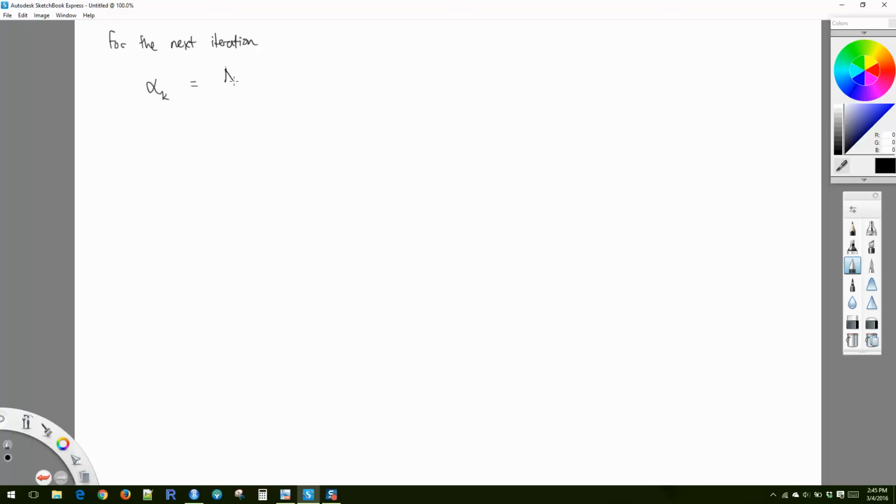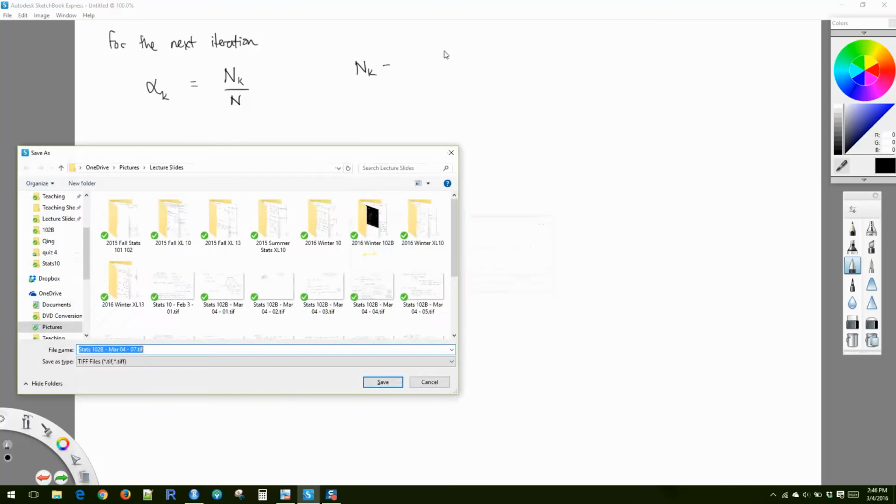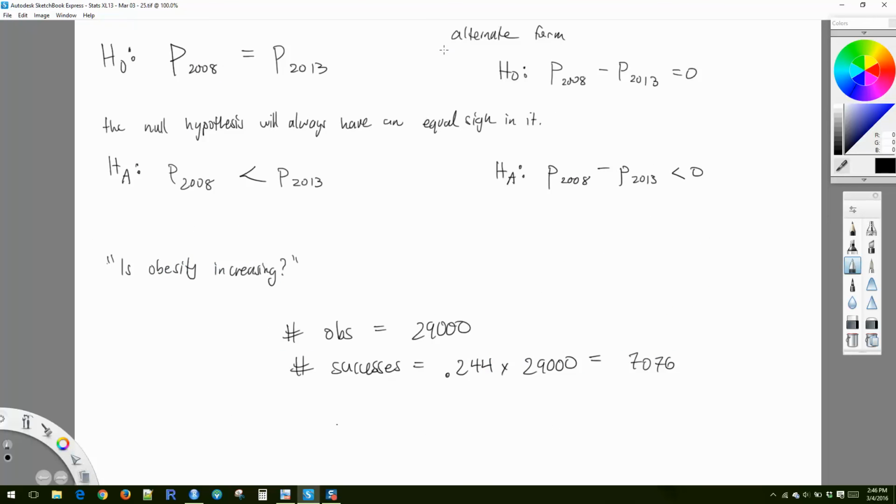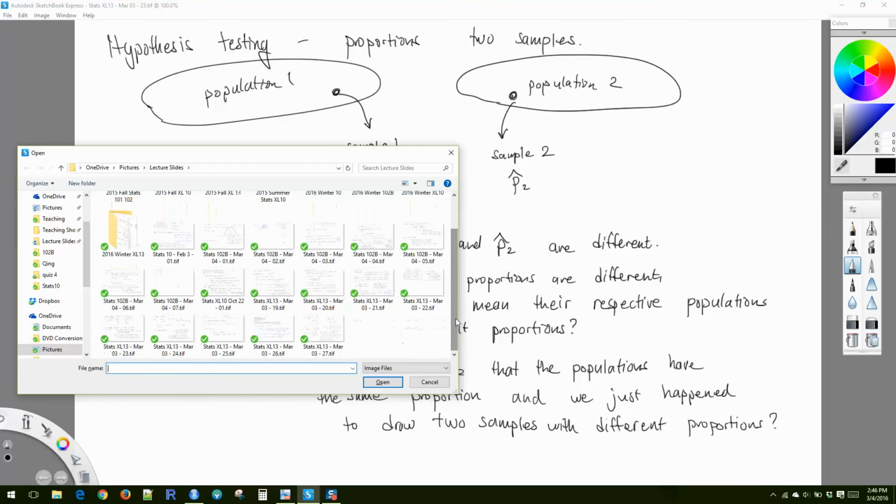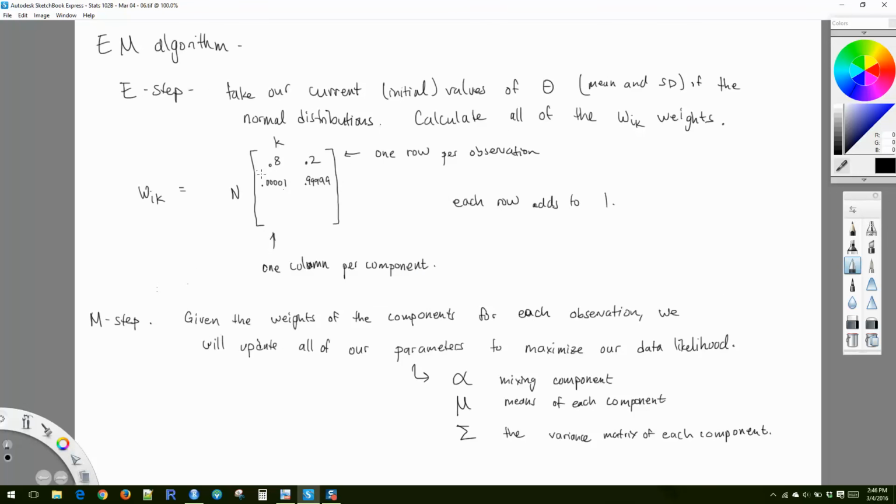to n sub k divided by n. Okay, n sub k is effectively the column total. So we get our weight column. Each row adds up to 1, but what we're going to do is take the column total, and this is effectively the number of data points that have been assigned to component 1. And if we take the column total over here, this is effectively the number of data points that have been assigned to component 2.